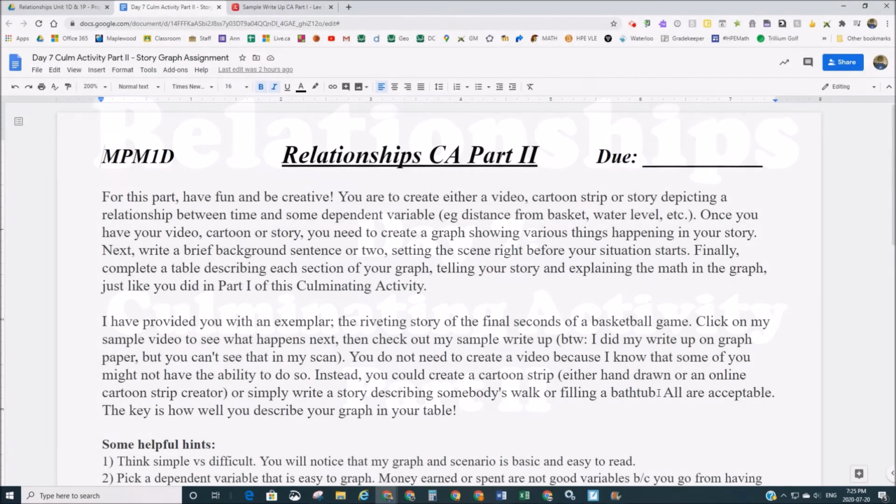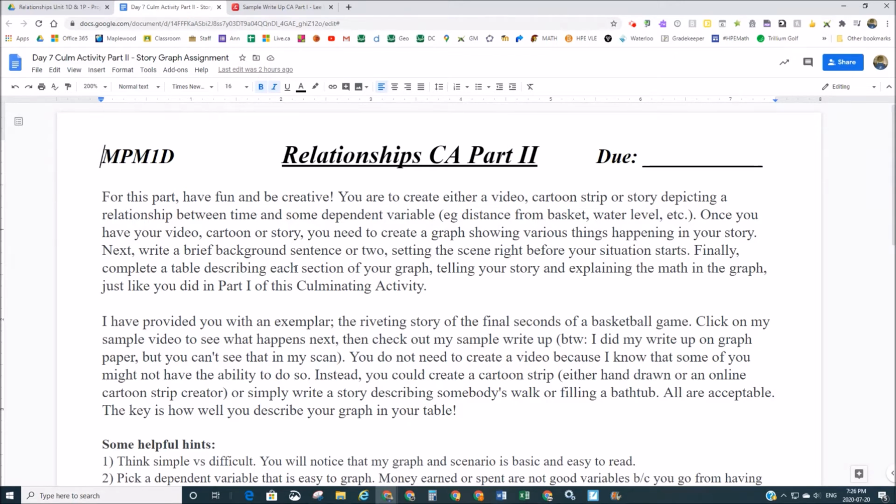For the second part of this culminating activity, I want you to have some fun and be creative. So what you're going to do is create a video or a cartoon strip or some sort of story depicting a relationship between time and some dependent variable. You can pick whatever dependent variable makes sense for your story. Once you have your video or your cartoon or your story, you need to create a graph showing the various things that happened in your video or your story.